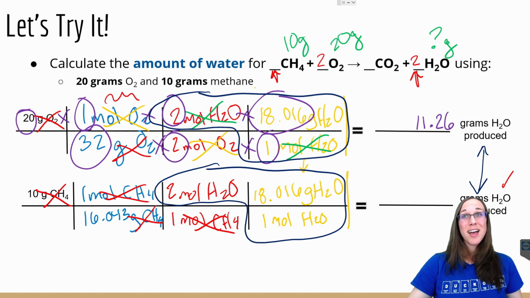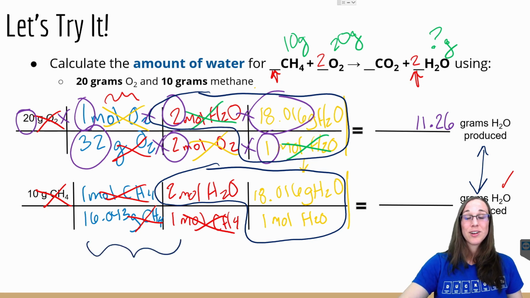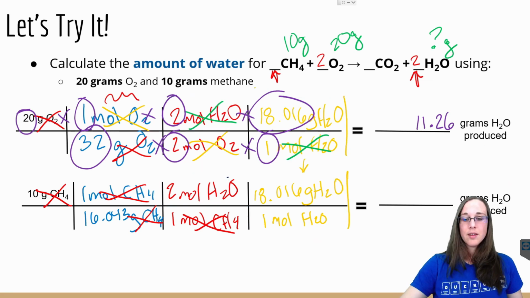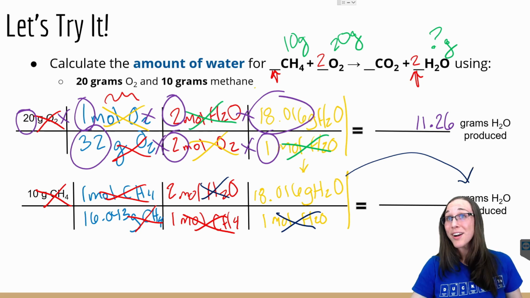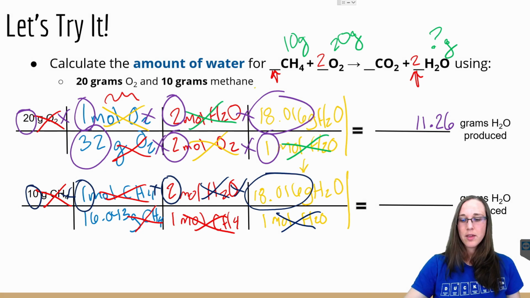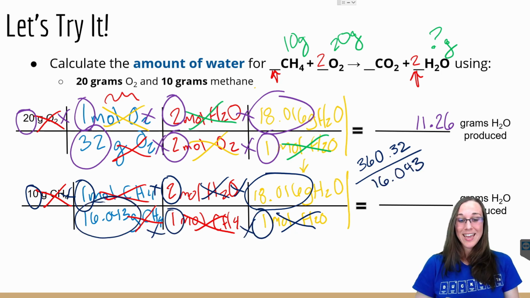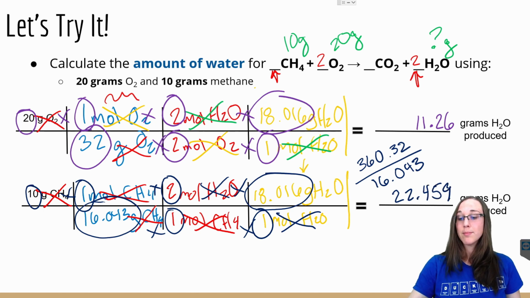So just keep in mind that the only thing that's changing is the reactant side of the dimensional analysis. Now that everything else is canceled in my dimensional analysis, and I am in fact left with my goal units of grams of water, H2O, I can plug and chug into my calculator. And that gives me 360.32 divided by 16.043. And I get 22.459 grams of water produced.